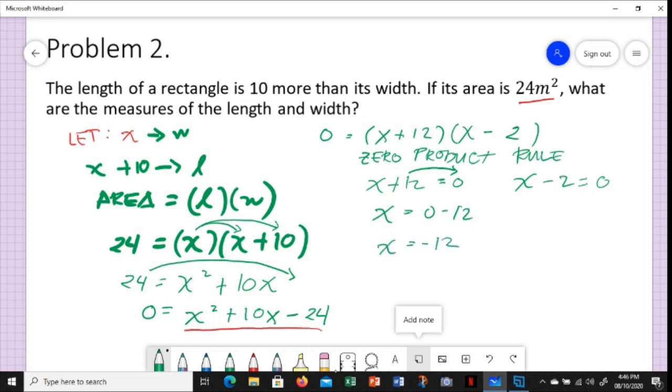Okay, next, transpose negative 2 on the other side and apply the additive inverse. So it is 0 plus 2. Then simplify, 0 plus 2 is 2. Now between the two, negative 12 and 2, the possible answer or the one that we can accept is the positive one, which is 2. And x is our width. So therefore, the width of the rectangle is 2 meters.